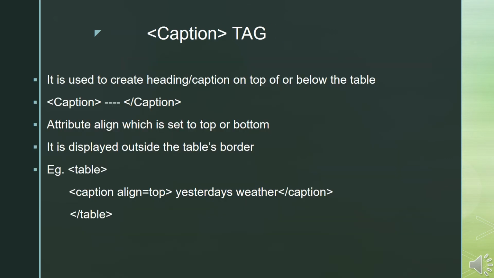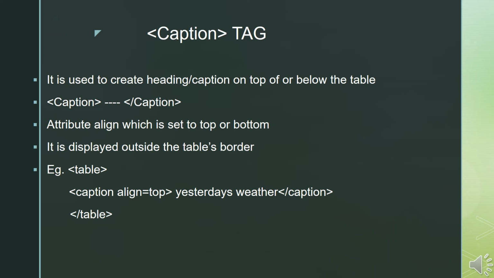Next is the caption tag. Caption tag is used to create a caption on the top or below the table. It is like a heading to a table. For example, if I am creating a table of a weather forecast, showing where the wind is coming from, or the rain, temperature or something, as the heading I will give weather forecast. So it won't be part of the table, it will be placed above the table, and that can be done using the caption tag. Whatever the caption is, it is placed between the caption and closing caption tag.